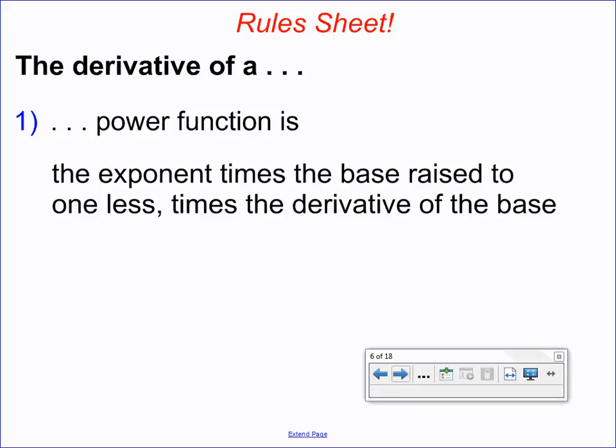So the derivative of a power function is the exponent times the base raised to 1 less times the derivative of the base. Notice how this has the chain rule built into it. That times the derivative of the base takes into account the chain rule, times the derivative of the inner function. So again, the derivative of a power function is the exponent times the base raised to 1 less times the derivative of the base.